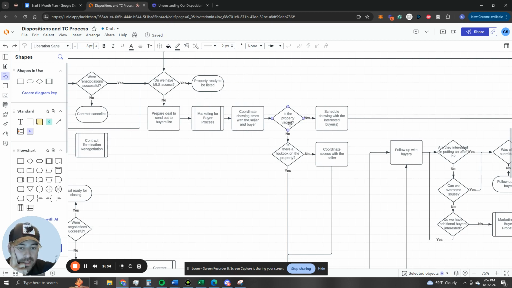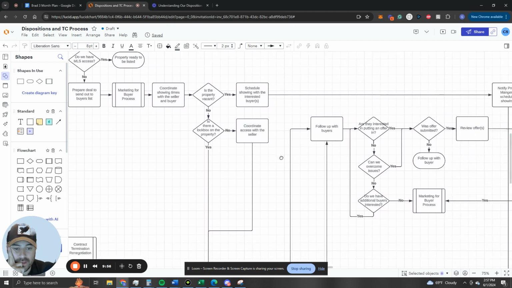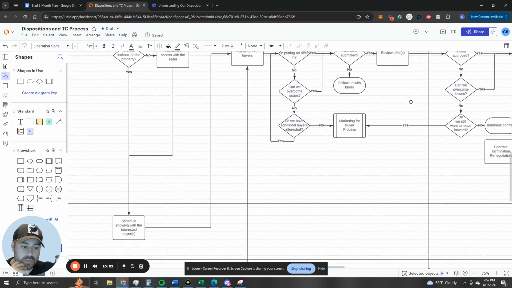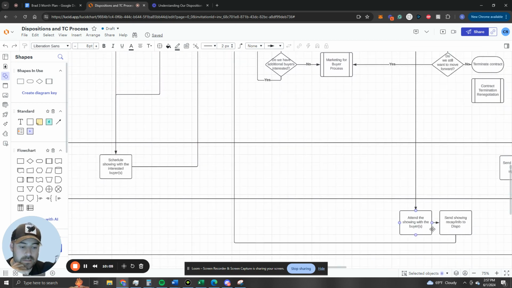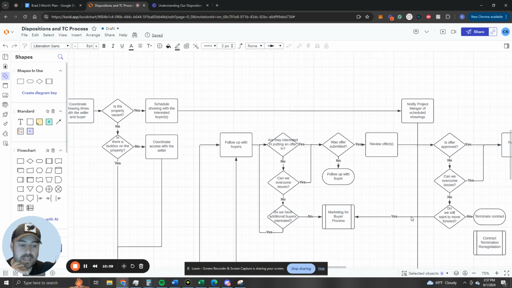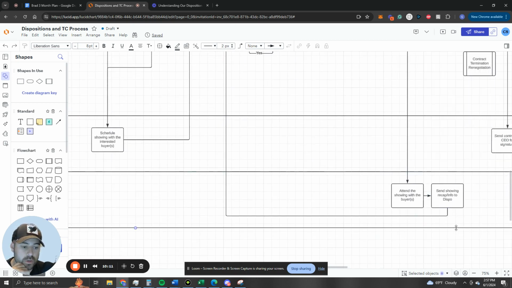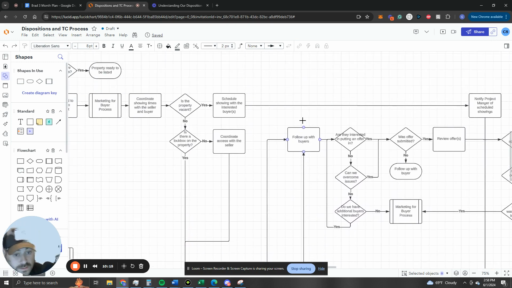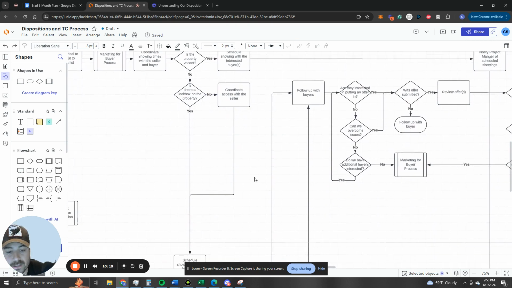Is the property vacant? Right. Based on that, if it is, then we'll schedule with interested buyers of when they want to go out there. And we'll notify the project manager of scheduled showings, right? In case they attend the showings with those buyers. They don't always attend, but if they did go to that showing with those buyers, they'll send showing and recap info and give it to the Dispo rep. Now, is there a lockbox? No, we need to coordinate access with the seller.